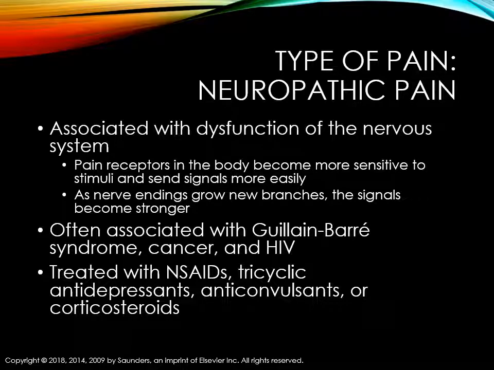Analgesics and opiates alone usually do not relieve neuropathic pain. Neuropathic pain is sometimes managed with common analgesics such as those in the NSAIDs family, but also increasingly with adjunctive medications such as tricyclic antidepressants, anticonvulsants, and corticosteroids.